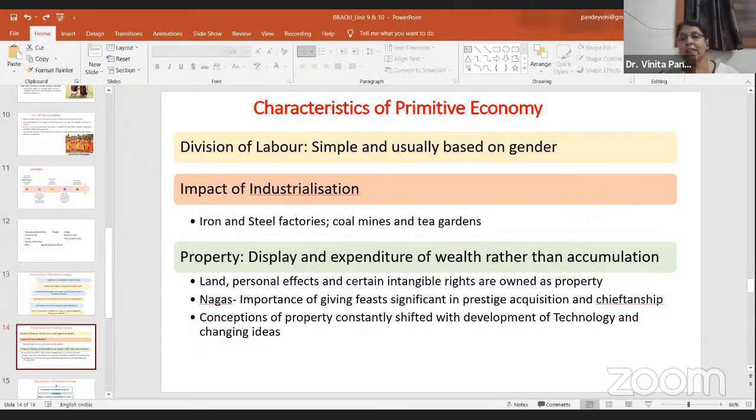So we are seeing that there is a lot of impact of primitive community. We are seeing that the influence of industrialization is tremendous on them, and this has also influenced their economic system. When you talk about property, in modern societies, we have this tendency of accumulating property.